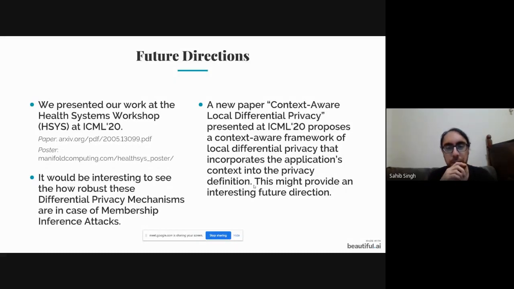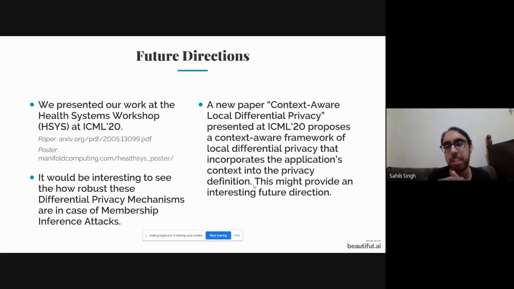We are thinking of a couple of main future directions. One, I think it would be quite interesting to see how robust these mechanisms would prove to be in case of a membership inference attack. If someone gets access to the model, in case of both local DP or DPSGD, I want to figure out how hard it would be to generate those training images again just from the model. That's quite an interesting research direction, which I feel hasn't been explored much as of now.